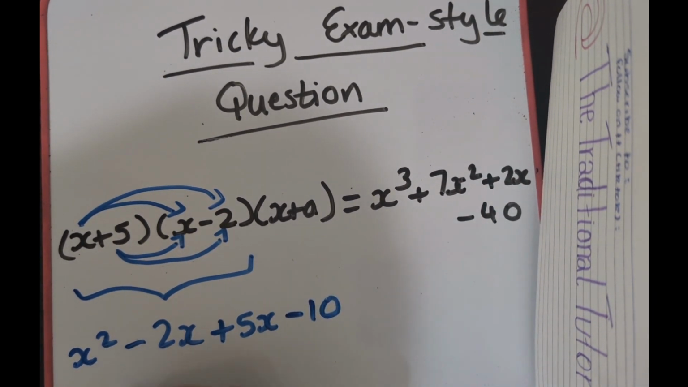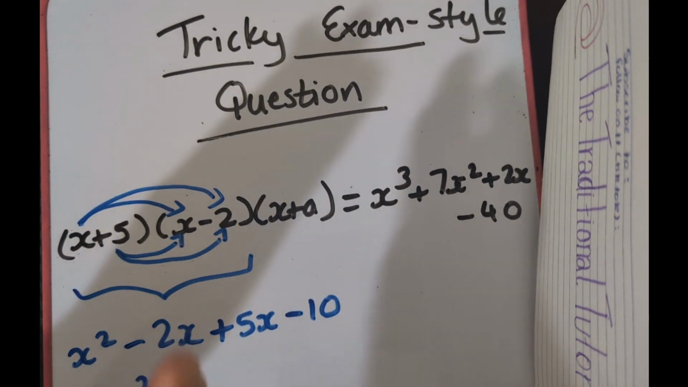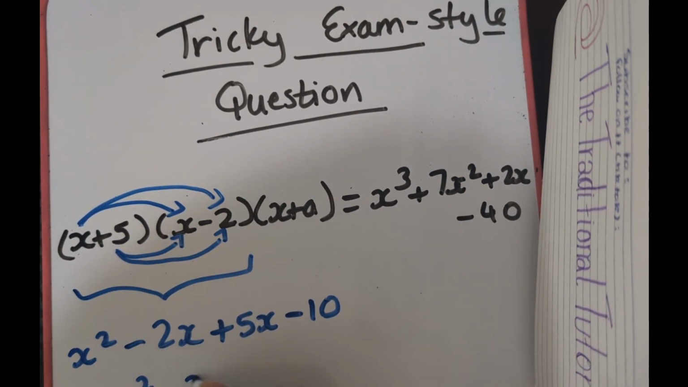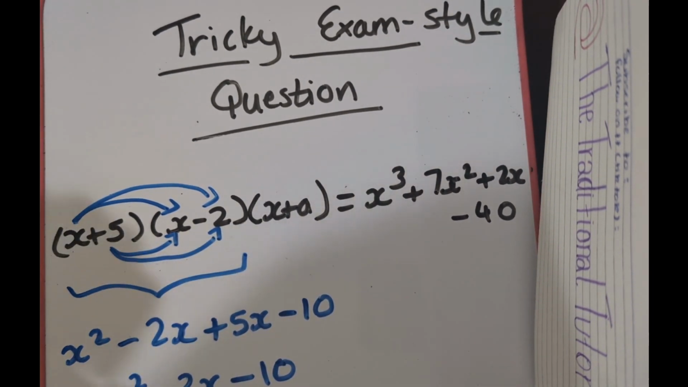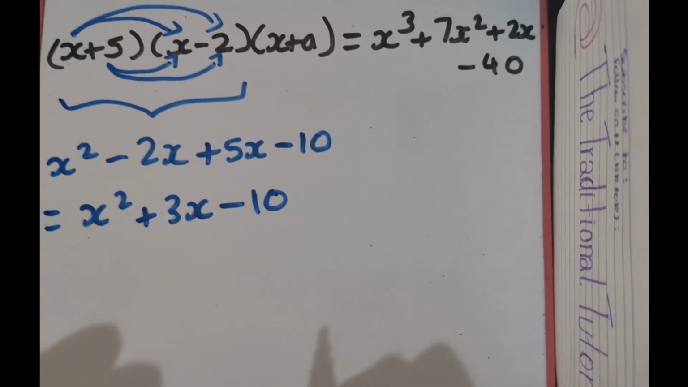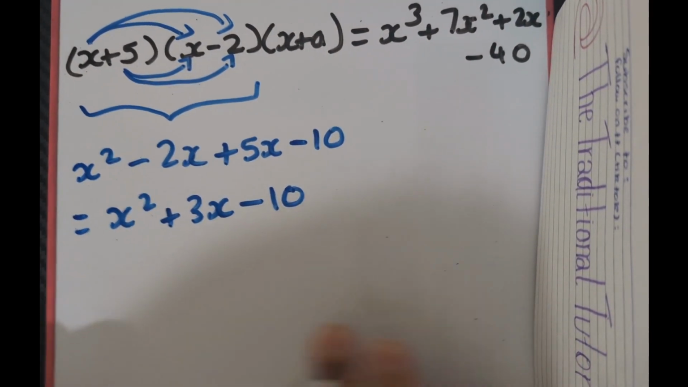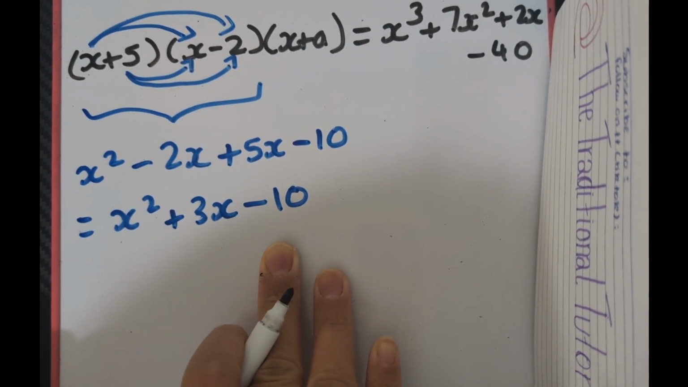Collecting my like terms gives me x squared, minus 2x plus 5x gives me plus 3x, because if you imagine you're at negative 2 on your number line, you're adding 5, so you're getting more positive, so you're going to go all the way up to plus 3x, and then you've got your negative 10 as well still. So that's my first set done. Then I need to remember to multiply that by my x plus a. Sorry if you didn't see that very well, this is the final answer for that bit.